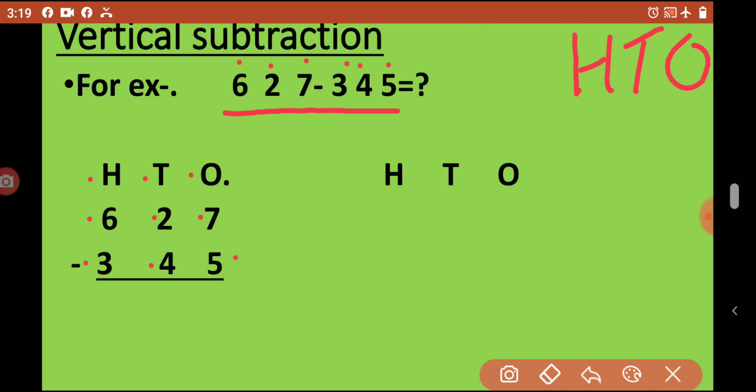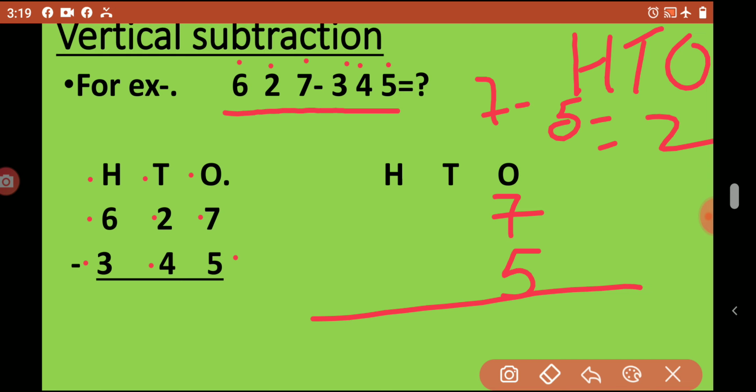In the ones place there is 7 and 5. 7 minus 5 equals 2. So it's 2. Now in the tens place, 2 minus 4. Now here 2 is smaller than 4, so we cannot subtract 4 from 2. So now 2 takes a borrow from the hundreds place.